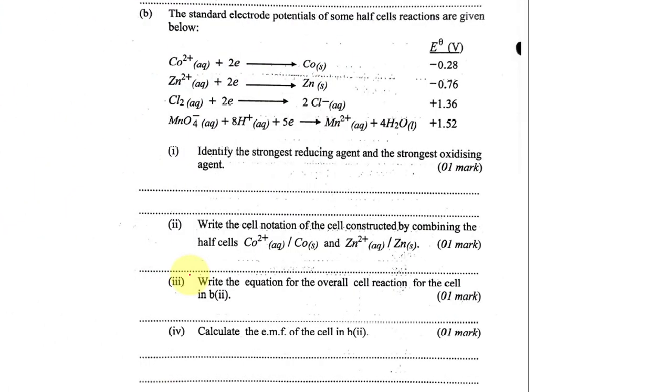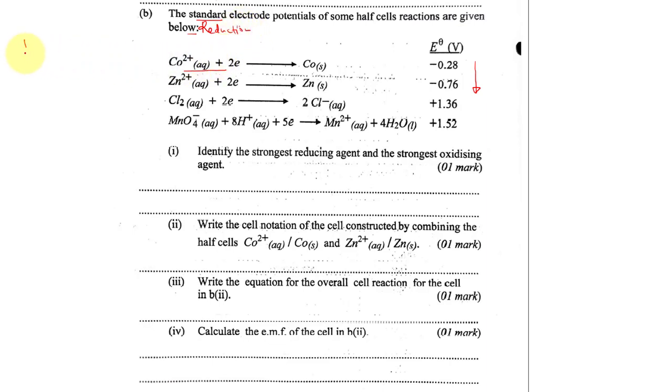Part B, they have given us the standard electrode potentials for some half cell reactions below. So you must have an idea on what this means. One thing to first identify is which kind of electrode potentials have they given us, oxidation or reduction. In most cases it's reduction, but you have to first clarify that.